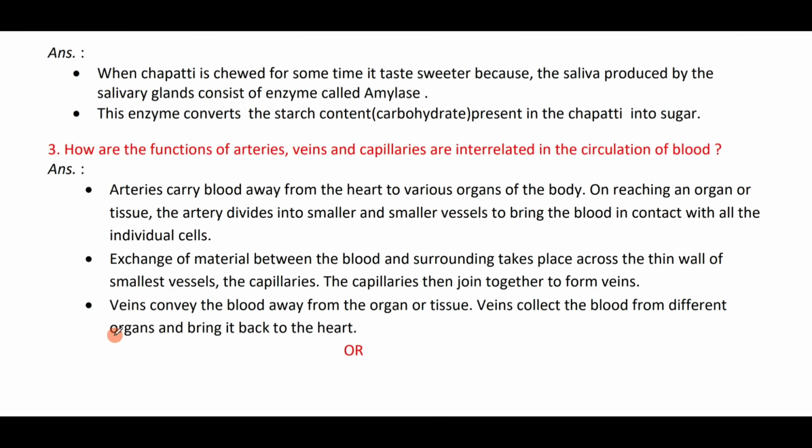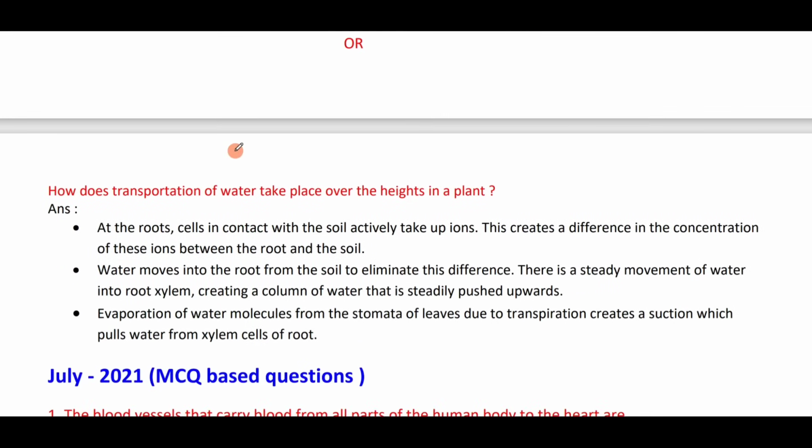Exchange of materials between the blood and the surroundings takes place across the thin walls of small vessels called capillaries. The capillaries then join together to form veins. Veins convey the blood away from the organ or tissue. Veins collect the blood from different organs and bring it back to the heart. Arteries carry blood away from the heart. Veins carry blood to the heart. Right? Do try to understand.